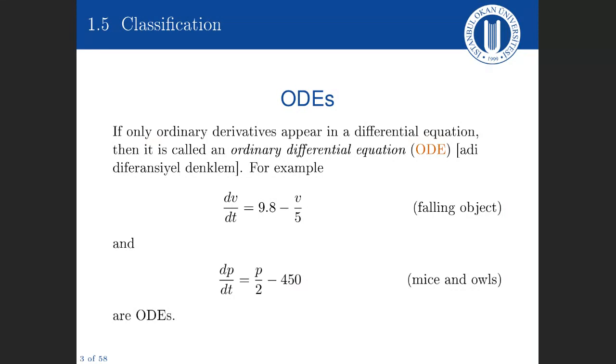Sometimes when we have a differential equation, the derivatives in the equation are only ordinary derivatives. If we have a differential equation which has only ordinary derivatives, then it's called an ordinary differential equation. In this course, on these slides, I'm going to be abbreviating ordinary differential equation as ODE. For example, two main equations that we looked at yesterday were the falling object equation and the mice and owls equations. These are ordinary differential equations because the derivatives in the equations are ordinary derivatives.